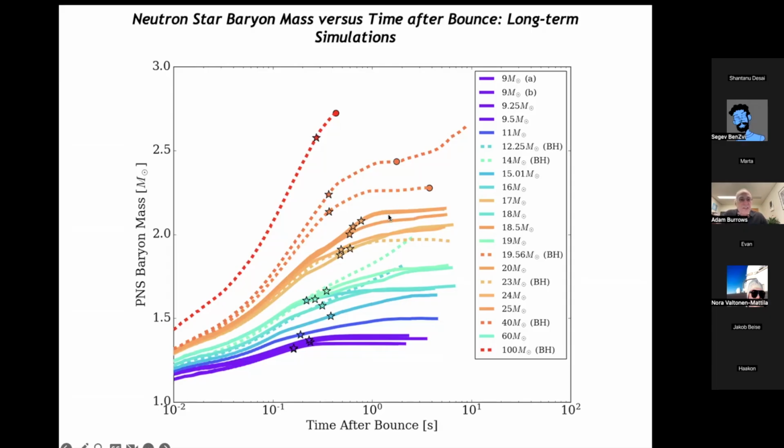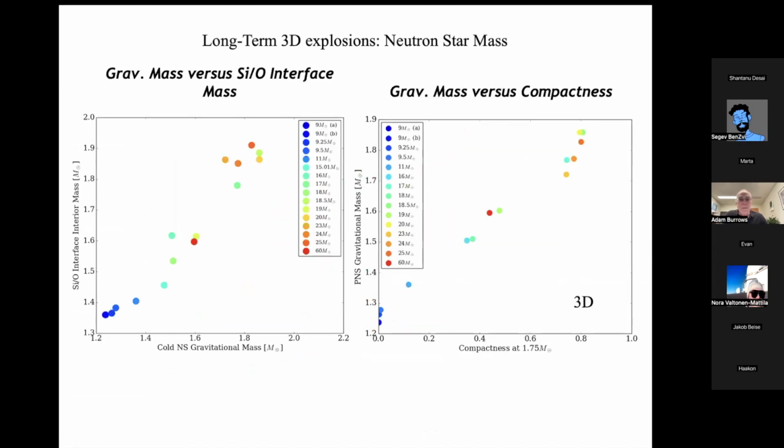The fact is that the baryon mass actually flattens out. And so you want to do the calculations when that happens. And you see it can take a long time for that to happen. You also see these dashed curves. These are all black hole formers. In particular, when that circle is there, that's when the black hole formed. We've continued these calculations after black hole formation, and I'll talk about that towards the end. Any questions here? Okay.